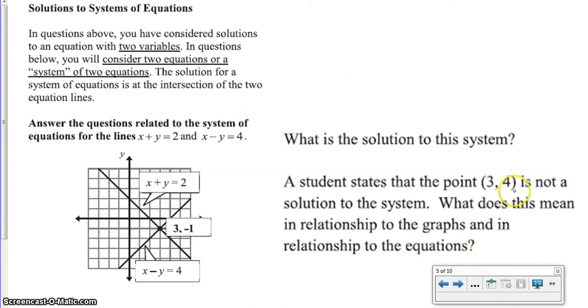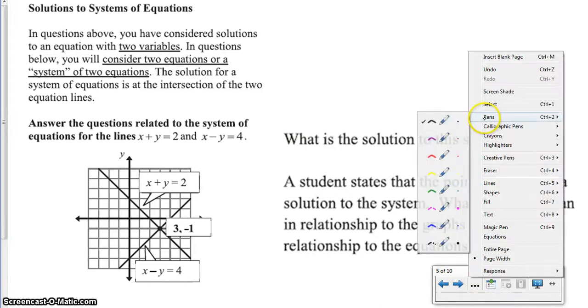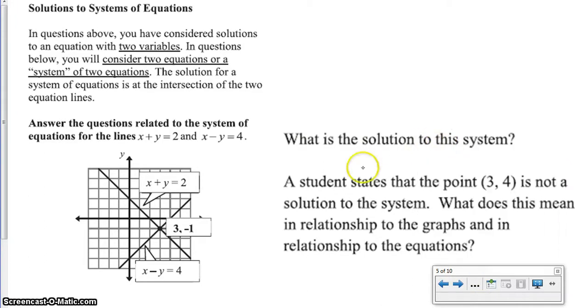Now, systems of equations: you have two equations, and you want to find the solution for the system. Usually, if you graph the system, especially with linear systems, the point of intersection right here becomes the solution of this system. So this student states that the point (3, 4) is not a solution to the system, and they're absolutely correct. The solution would be the point of intersection.